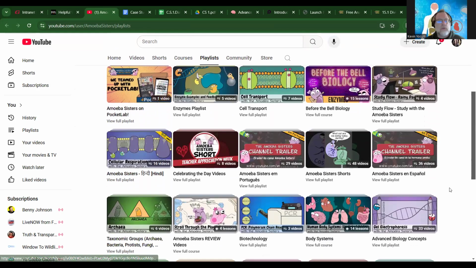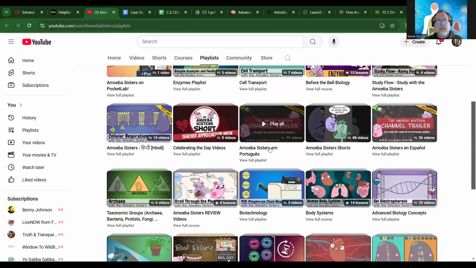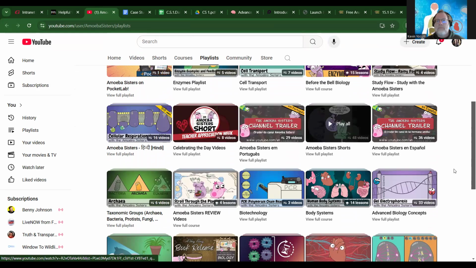Cell transport. Look here, look at this. Amoeba Sisters in Portuguese, Kyle. Pretty freaking cool, right? You said you have it in Portuguese? Yeah, do you see this? Amoeba Sisters in Portuguese. You can watch Hindi if you speak Hindi, Espanol.